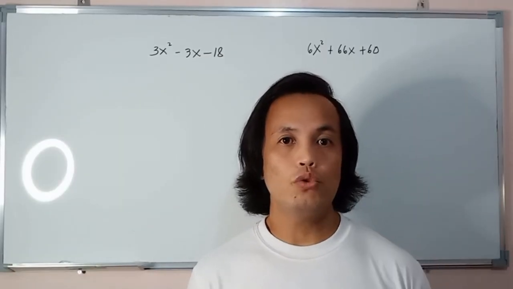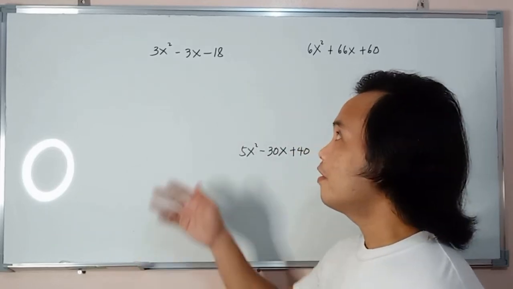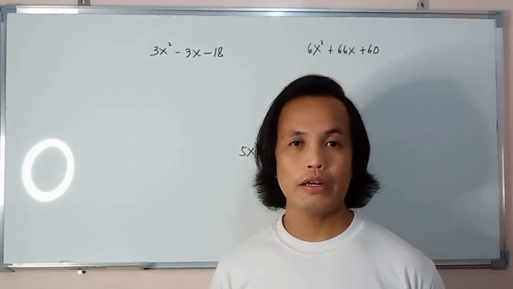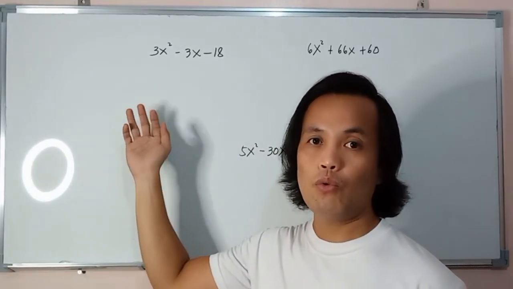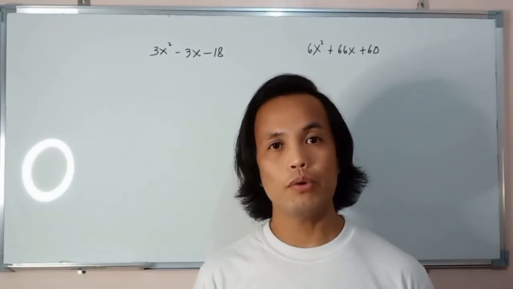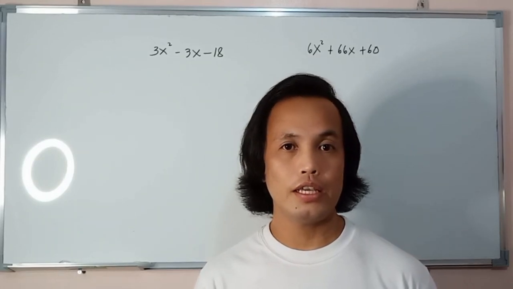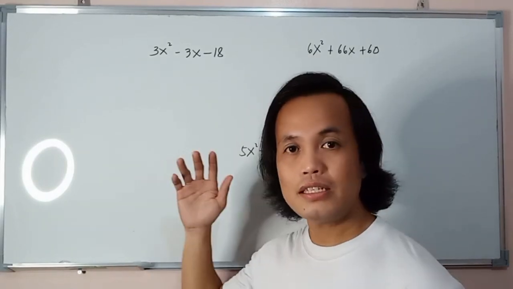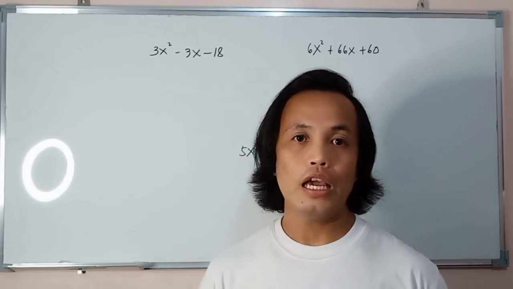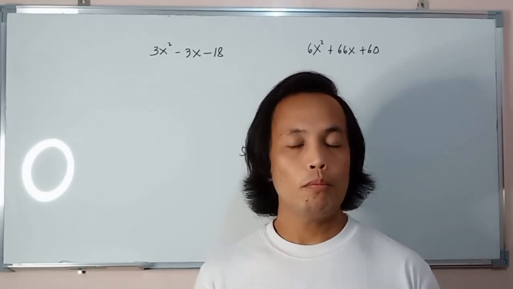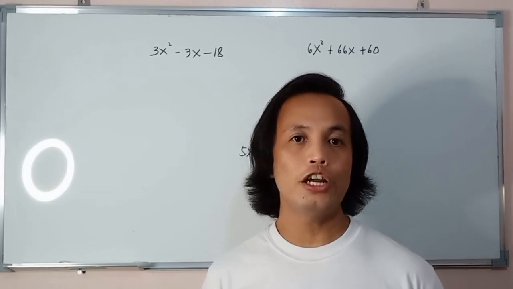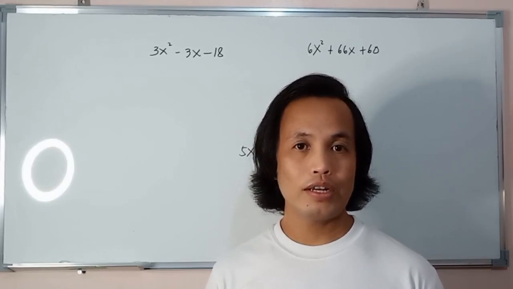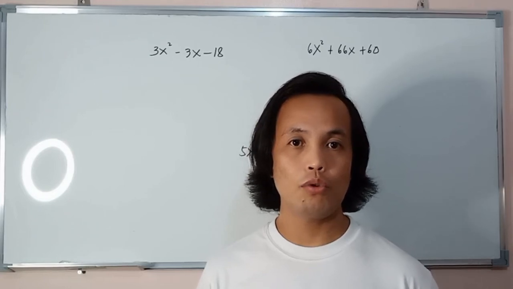So let's proceed to our next example. So we have here 3x squared minus 3x minus 18. But as you can see, our a here is greater than 1. But this topic is about factoring quadratic trinomial when a is equal to 1. But this example involves a common monomial factor. So we need to factor out first the common monomial factor before we can factor the quadratic trinomial when a is equal to 1.